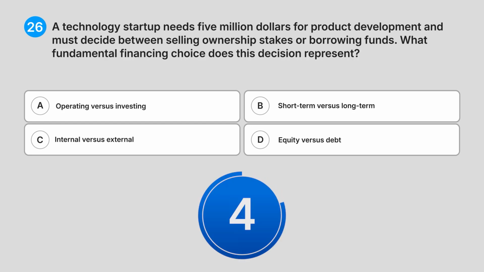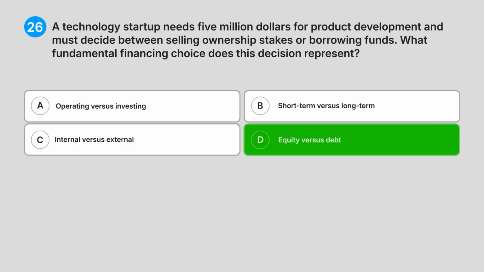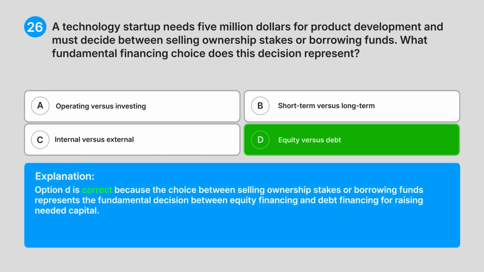Do you know the answer? Correct answer, D. Equity versus debt. Explanation. Option D is correct because the choice between selling ownership stakes or borrowing funds represents the fundamental decision between equity financing and debt financing for raising needed capital.